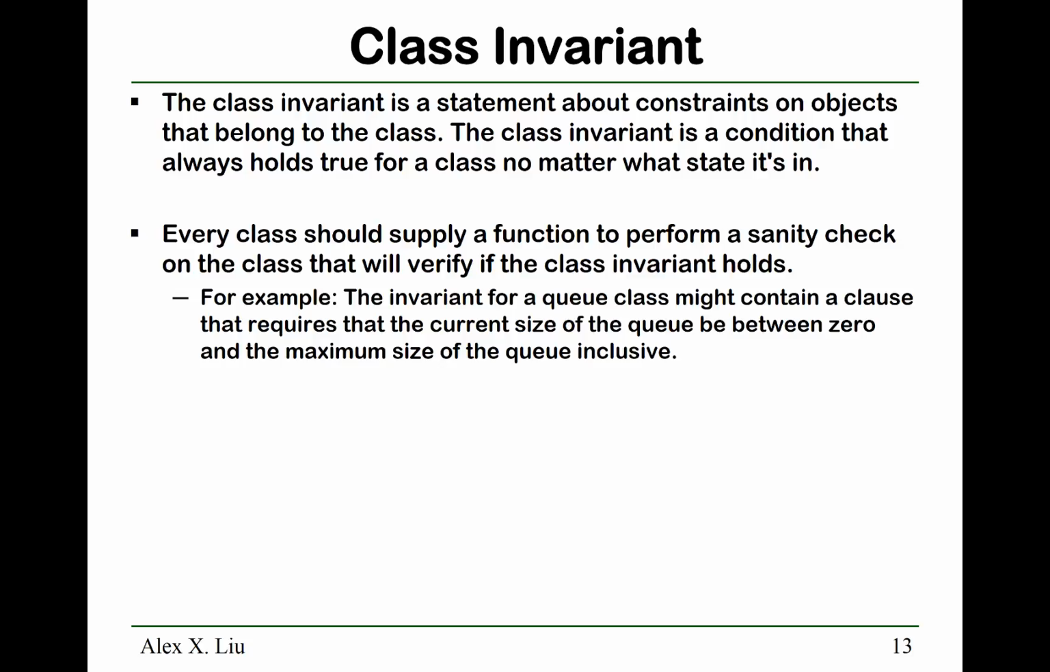And every class should supply a function to perform sanity checking on the class that will verify if the class invariant holds. For example, the invariant for a queue class might contain a clause that requires the current size of the queue to be between 0 and the maximum size of the queue.